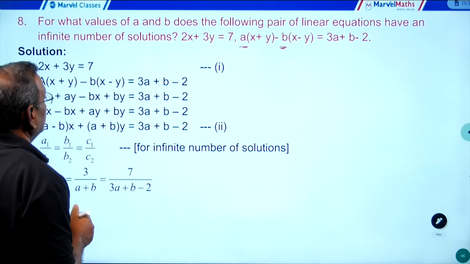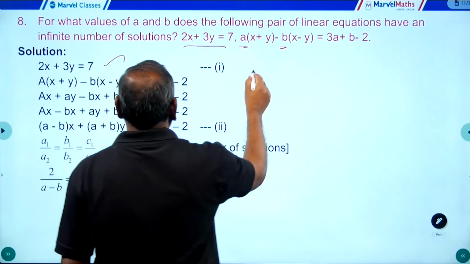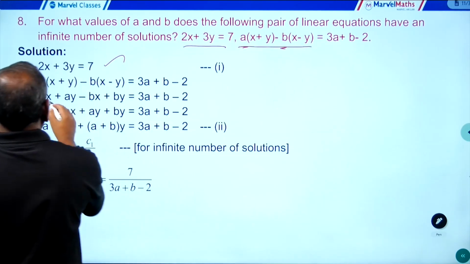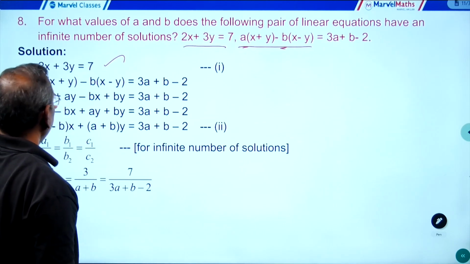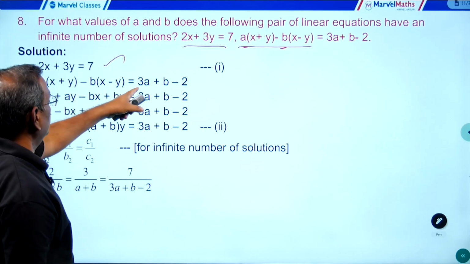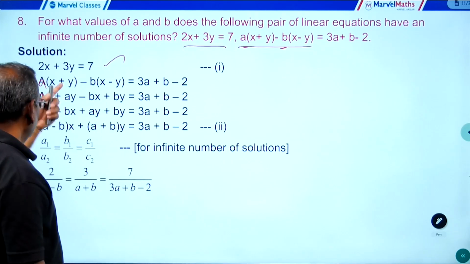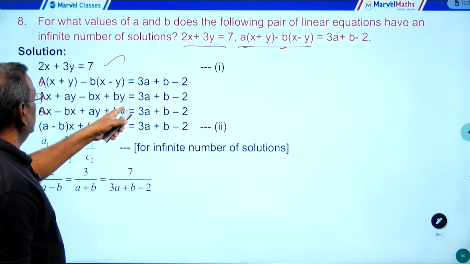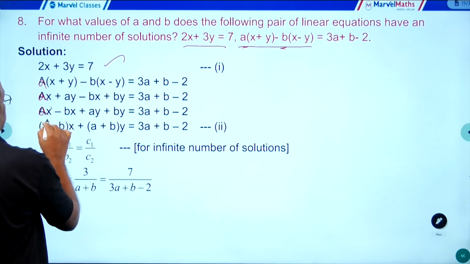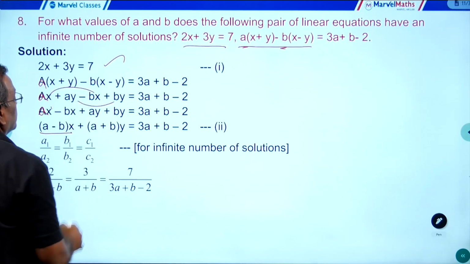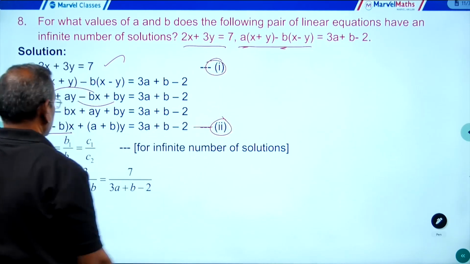So now rewrite the given equation. The first equation is 2x plus 3y equal to 7, and the second equation is, this is not in standard form. This is not in standard form. So this is capital A, A into x plus y minus b into x minus y equal to this. Actually this is not in the form of ax plus by plus c, but you have to rewrite this: ax plus ay minus bx plus by equal to this. Group all x on one term, a minus b x. Group these two and these two, correct? So plus a plus b y equal to 3a plus b. This is equation 2 and this is equation 1.